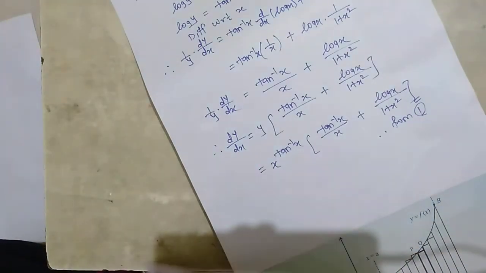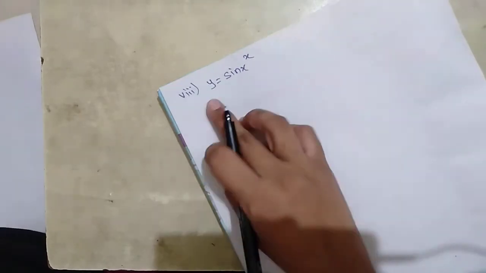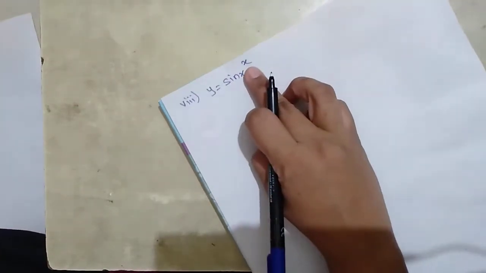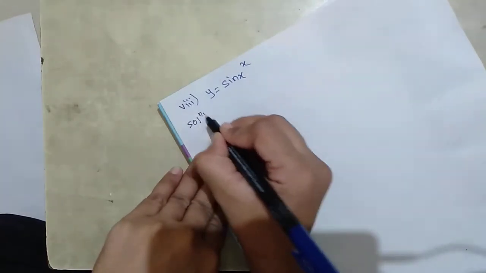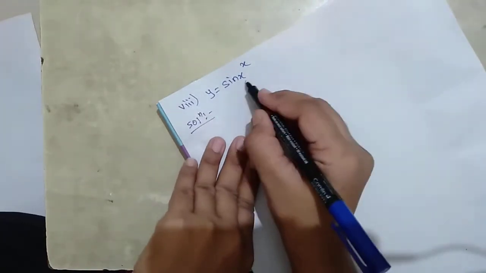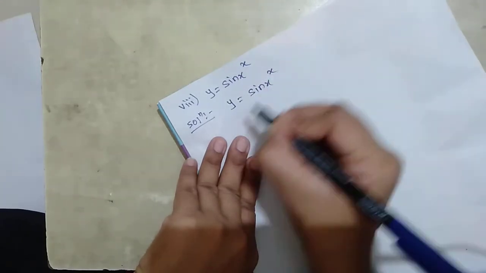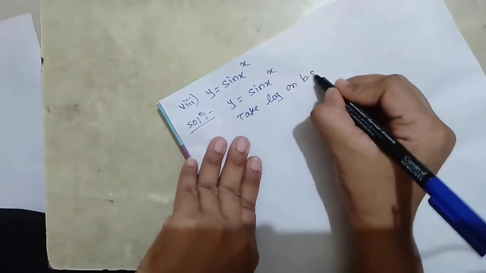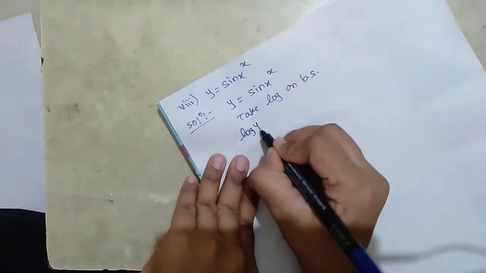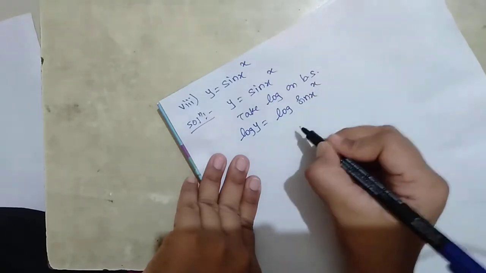Okay, now we will see the 8th problem from question number 1. y is equal to sin x raised to x. So again it is of the type function raised to function. So y is equal to sin x raised to x. Take log on both sides of the equation. So log of y is equal to log of sin x raised to x.